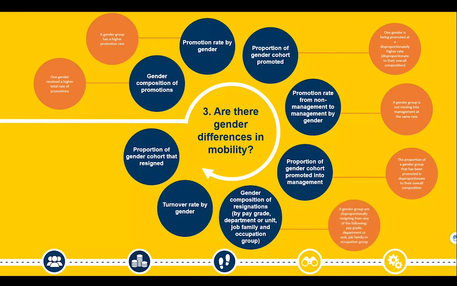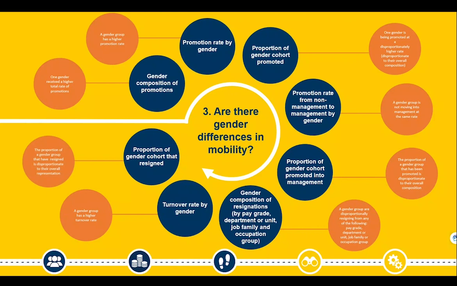We want to look at the gender composition of resignations, and we're going to cut it by those different groups of pay grade, departmental unit, etc. And what we want to know is any gender group disproportionately resigning from any of those groups? And then we're going to look at the turnover rate by gender. So again, if we've got a huge number of male employees and a small number of women, you're going to see higher resignation rates across the board for men because there are just simply more men resigning. But what we want to do is find out what the turnover rate is. So is that higher for men or for women?